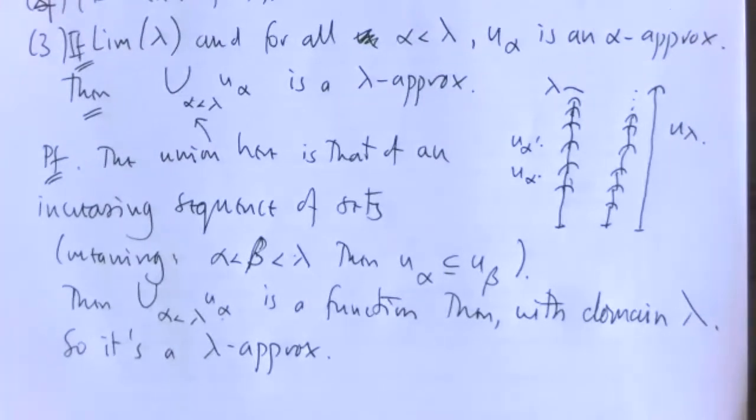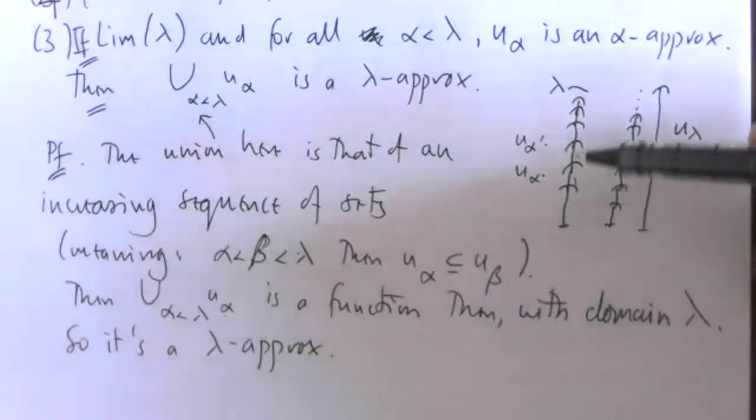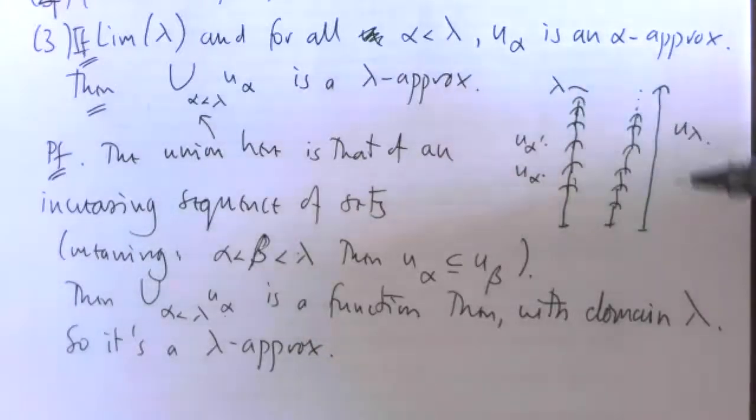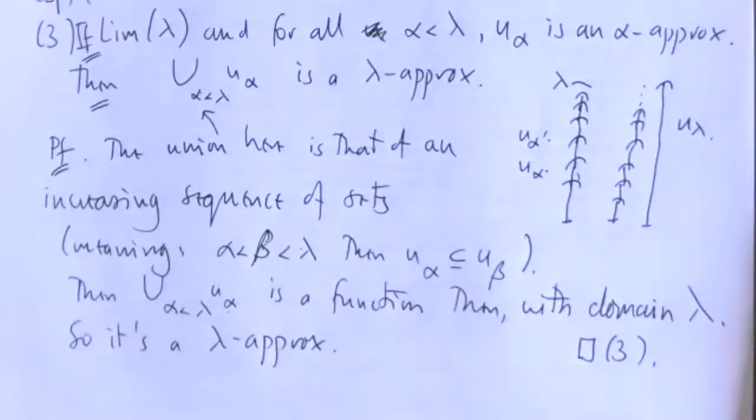So 3 is just saying I can take a union of a chain of some limit ordinal length of approximations, union it up, and I'll get an approximation of the appropriate length here.